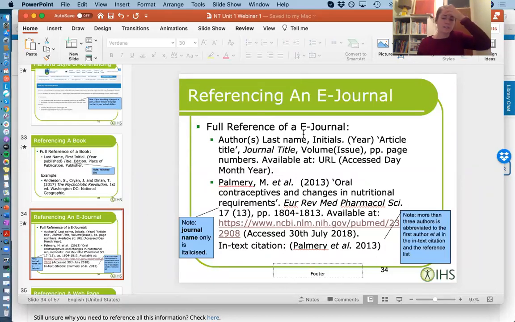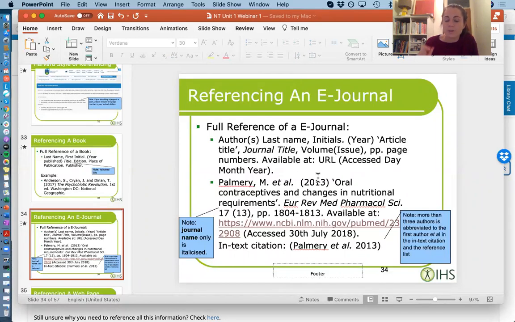So an e-journal is journals you find on databases like PubMed, or something that you're finding online. Years ago, you had to go in and actually get printed journals. So this is the guidelines for referencing an e-journal. You include the author's last name, their initials, the year, the article title, the journal title, the volume, the issue, the page numbers, and then the URL that you got it from.